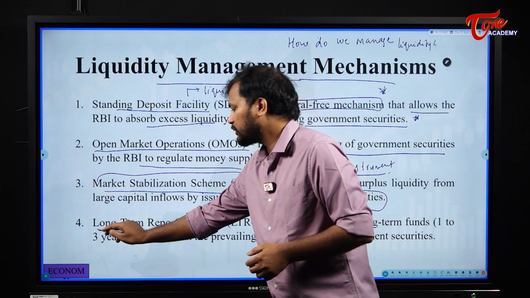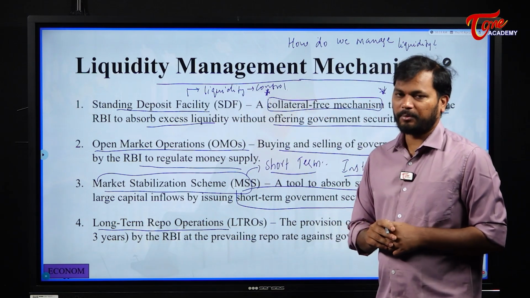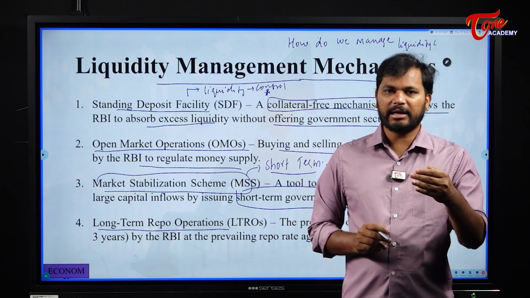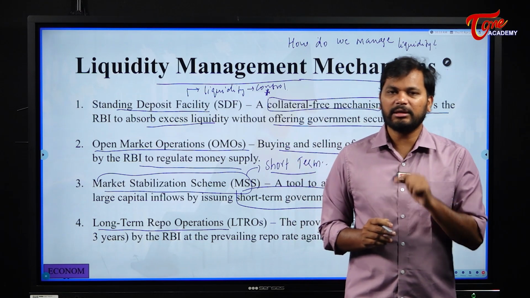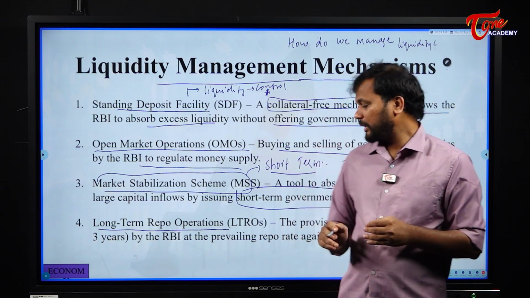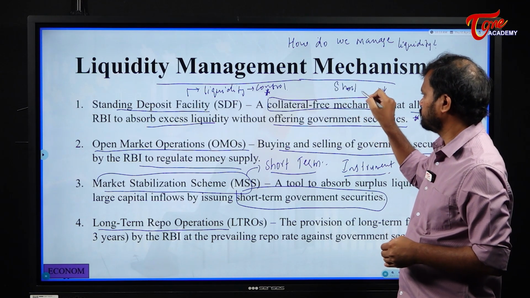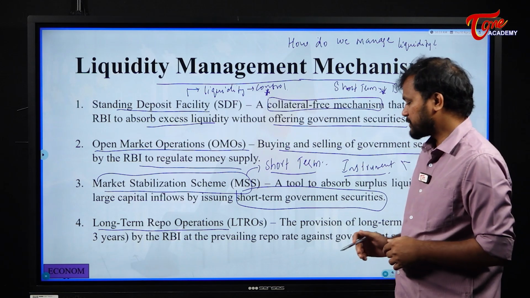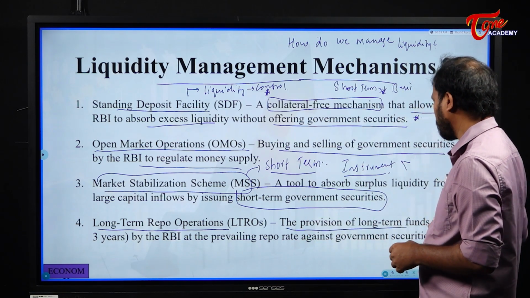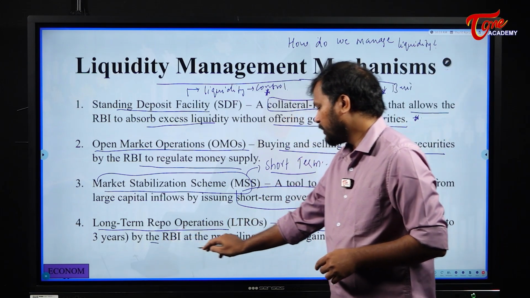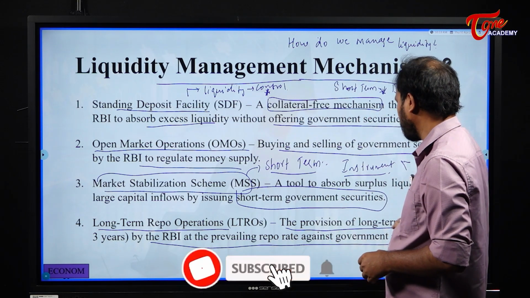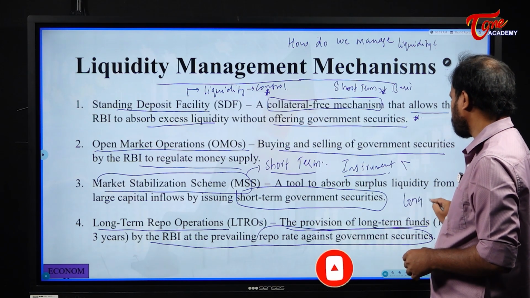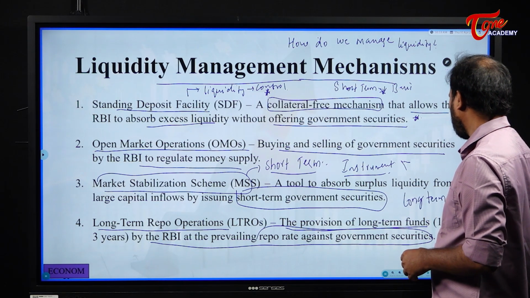Next, the long-term repo operations. Now, if you remember, as part of the repo rate, we have discussed that it is the rate at which the RBI gives money to the banks. RBI lends money to the banks on a short-term basis. But the long-term repo operations is nothing but the provision of long-term funds by the RBI at the prevailing repo rate against government securities. It is not short-term, but it is the long-term repo operations.